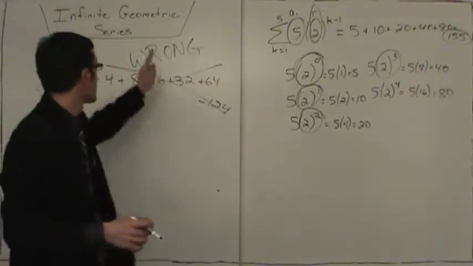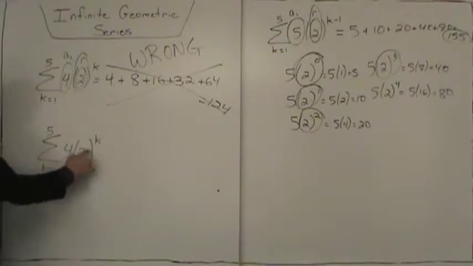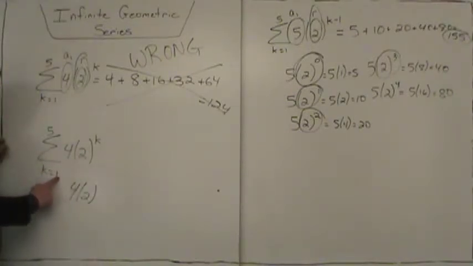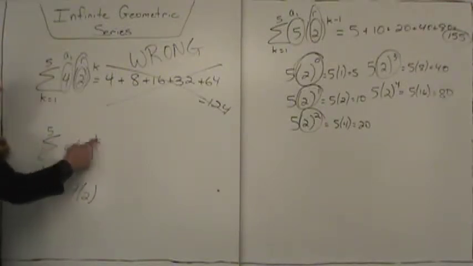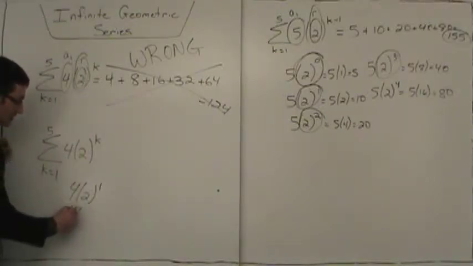Okay, why is this wrong? The trick does not work here. Notice, let's plug in the values of k. So we get 4 times 2. What's going in for k first? 1, then we're putting in 2, then 3, then 4, then 5. So we get 4 times 2 to the first, 4 times 2 to the what?